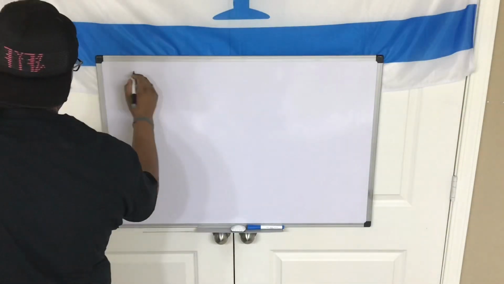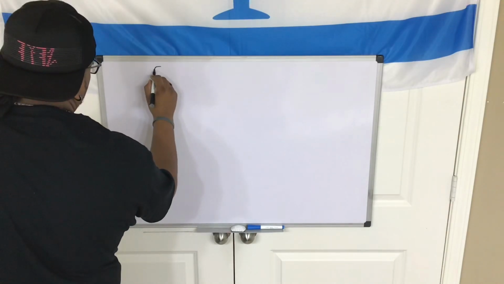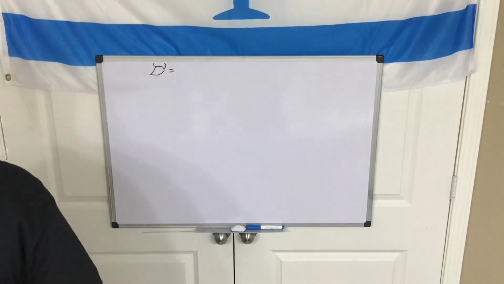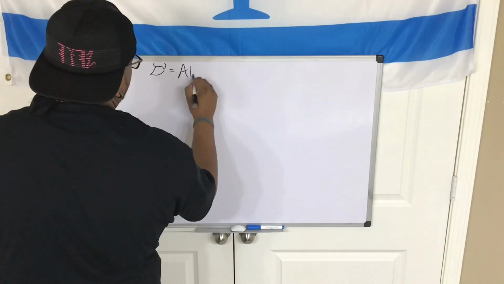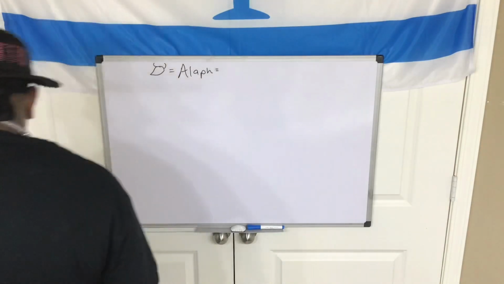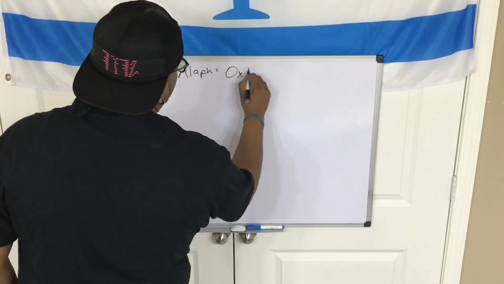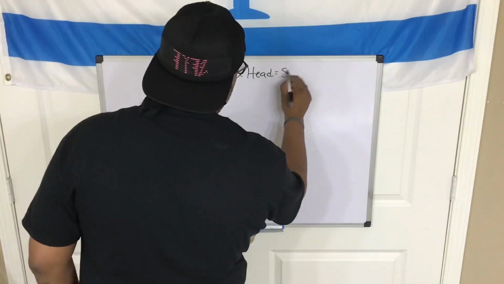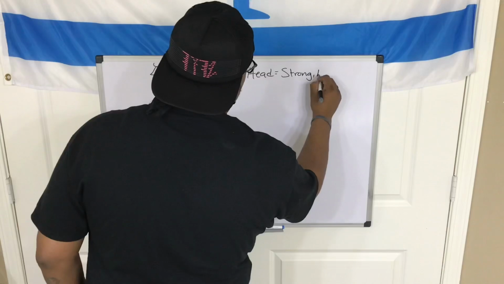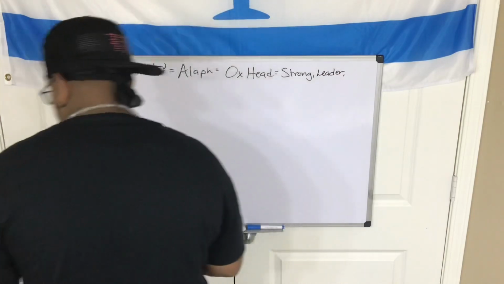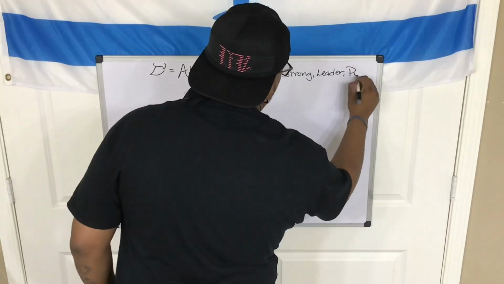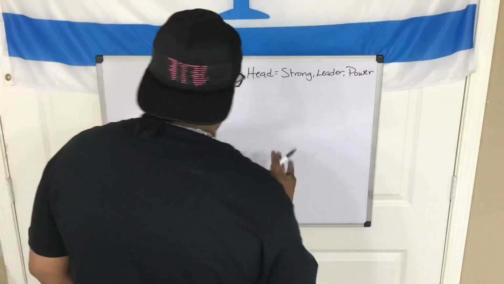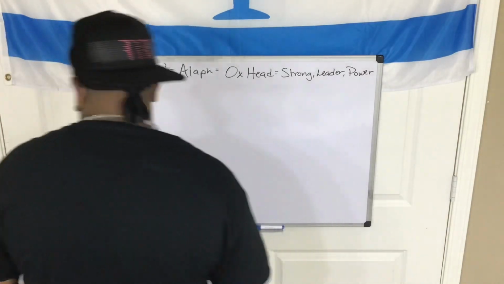Okay, the first letter we're going to do, the Aleph. It represents the ox head. It represents being strong, a leader. And it represents power. That's why it's in the word Elohim. And we're going to look at these words. But right now, I'm going to write these down first.